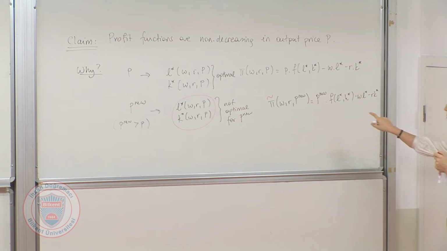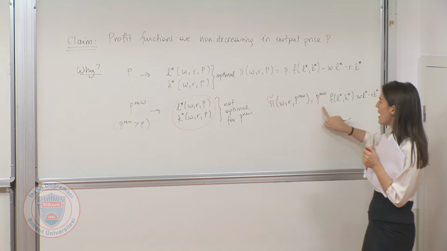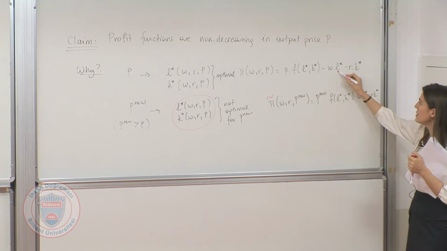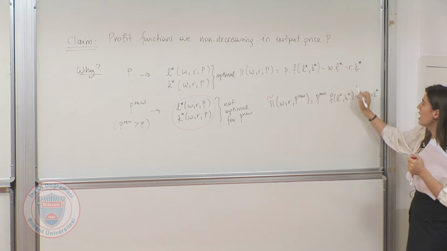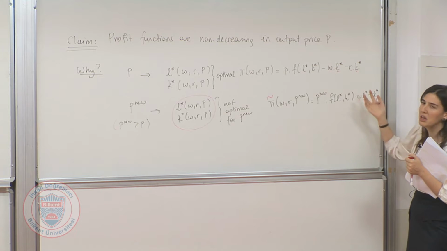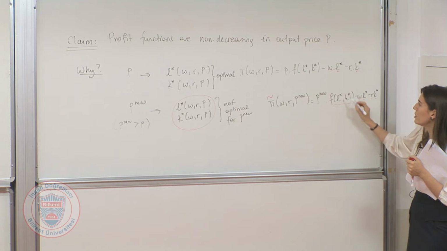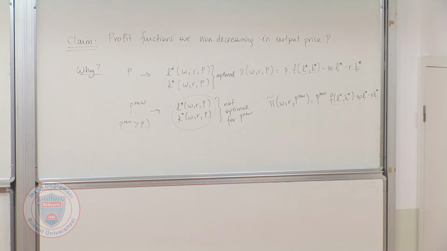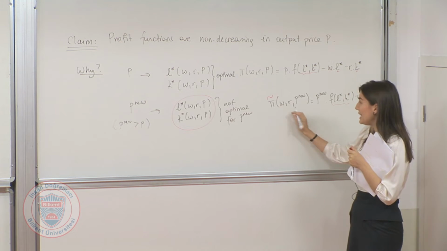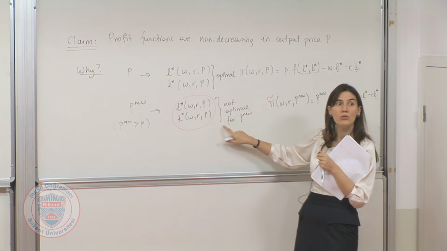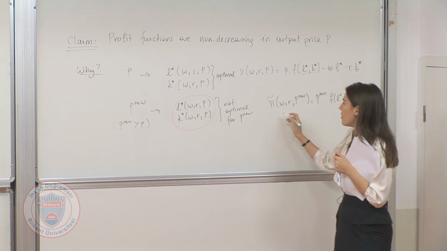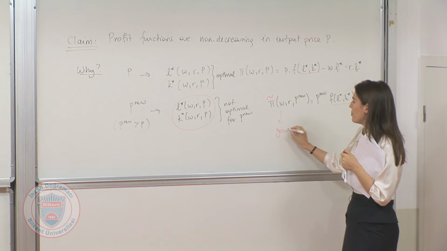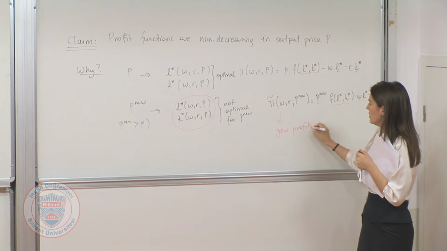So what happened to my profit if you compare this guy and this guy? This guy is the same, this guy is the same, these are the same, right? So this part is the same. And your production, because you didn't change your capital and labor, is also the same. So what happened? Your profits have increased, right? So you see that even in this case, where you do not optimize, your profits increase.